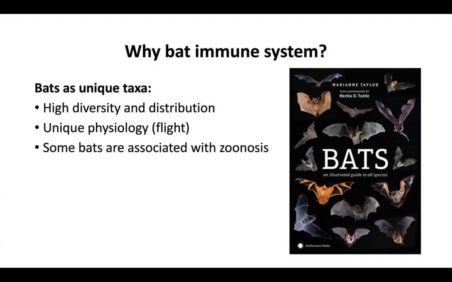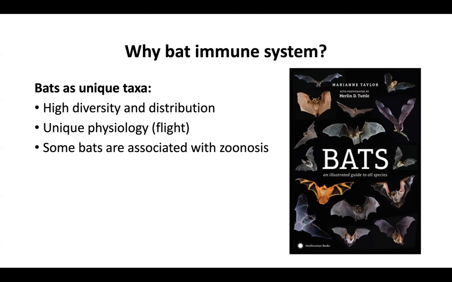So the immune system, as I mentioned before, involves defense against pathogens. So in a way, it might fit with how bats adapt to particular environments that may have different pathogens. So understanding the immune system might help us understand why there is such a diverse distribution of bats all over the globe. And it can also help us understand how bats adapt to flight, how bats adapt their physiology to flight, because there are links between physiology and immunity.